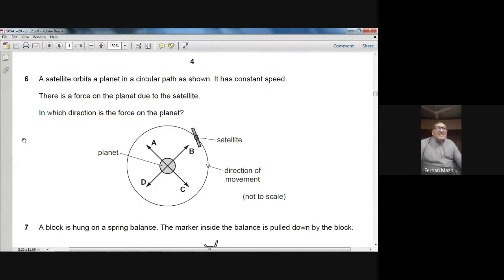He said that there is a force on the planet due to the satellite. The satellite and the planet have gravitational attraction with each other. The satellite will be attracting the planet and the planet will be attracting the satellite. He said the force which is acting on the planet due to the satellite. So that will be a gravitational attraction and that will be toward the satellite. It's a tricky question.